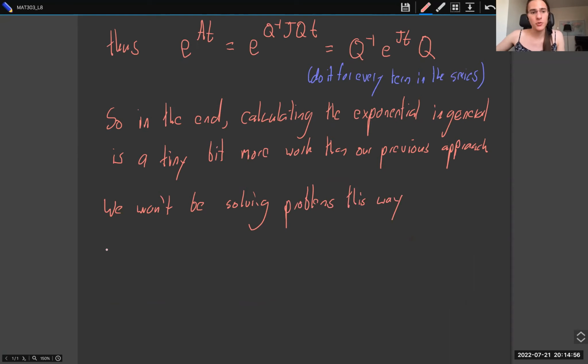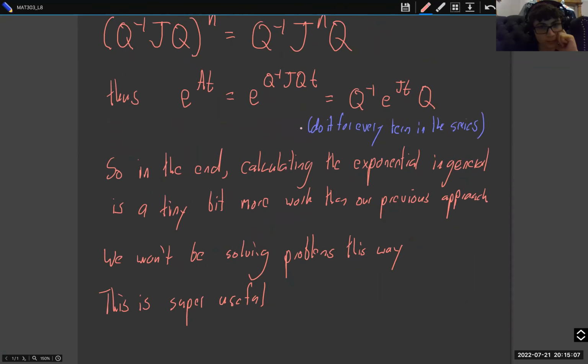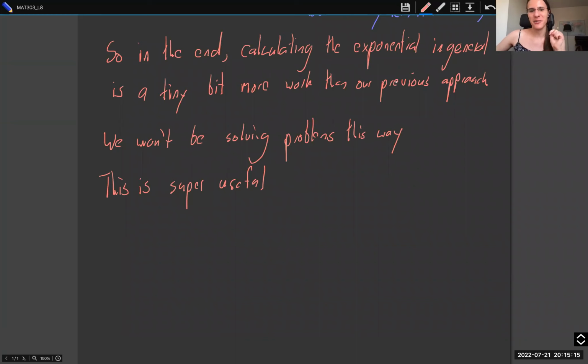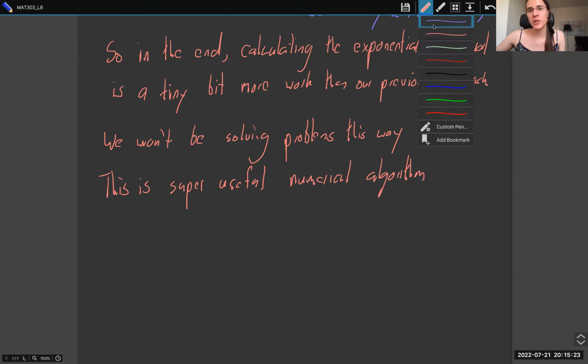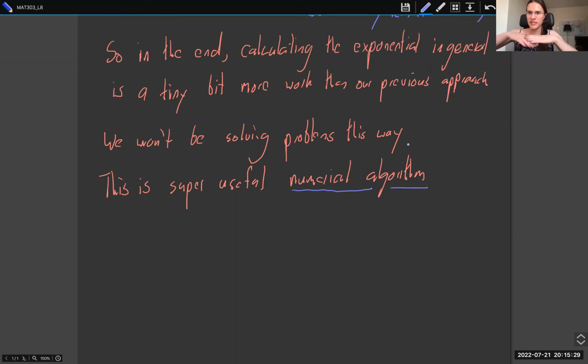However, this is actually super useful. For what? What does this give? That's super useful. Computers? Exactly, 100%. This is a useful numerical algorithm. So computers can use this. Computers would not calculate the power series to infinity; they calculate it to some point to get a numerical approximation to the solution.